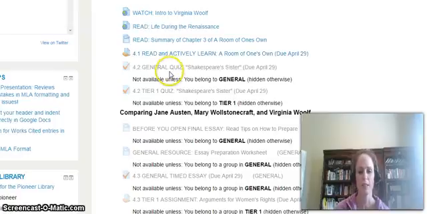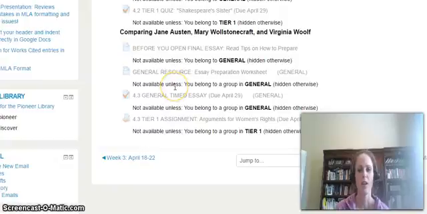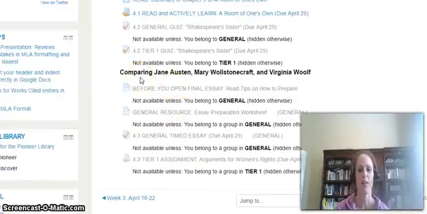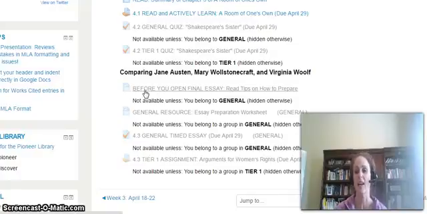Then you have a quiz based on this, and really if you have read and answered all the questions, the quiz should be pretty simple. Moving on, you're going to be comparing the writing of Jane Austen, Mary Wollstonecraft, and Virginia Woolf. The general group will be doing a timed essay, but you can prepare for that essay by reading this resource and preparing your essay ahead of time so that when you go to open this, you will be prepared to write your essay.